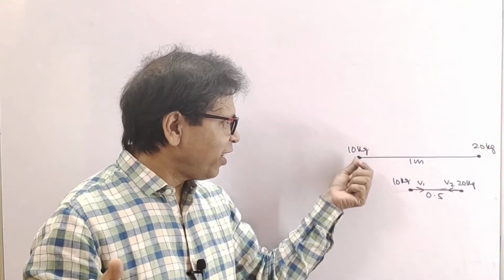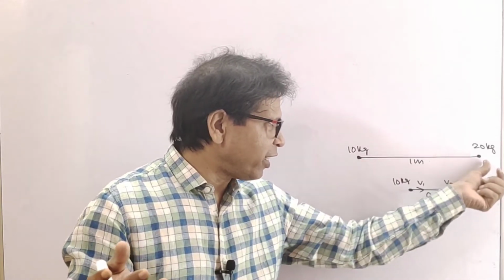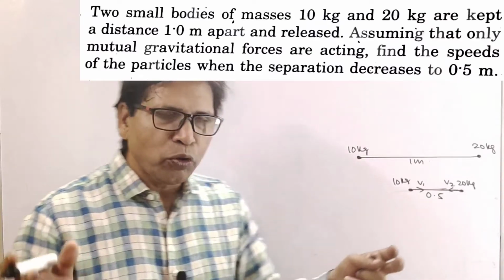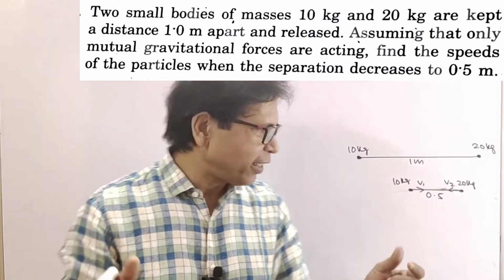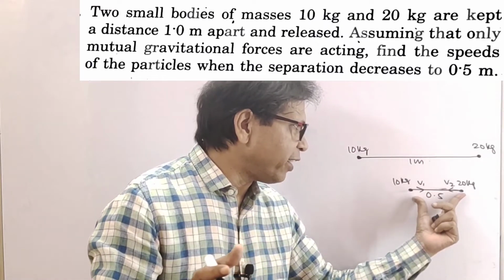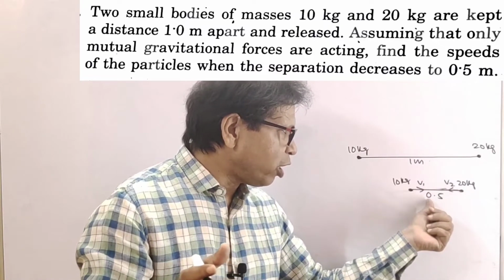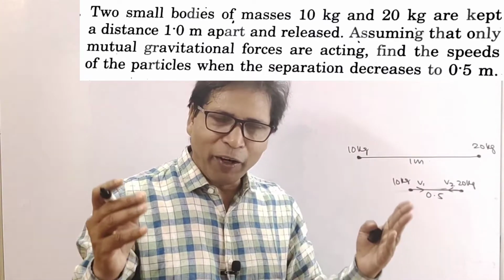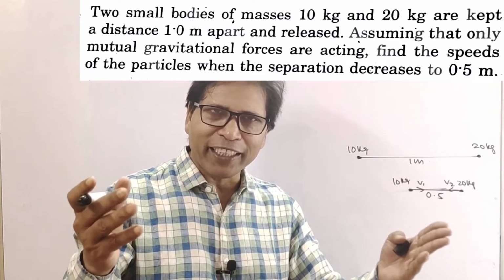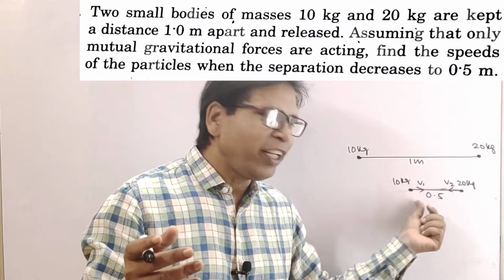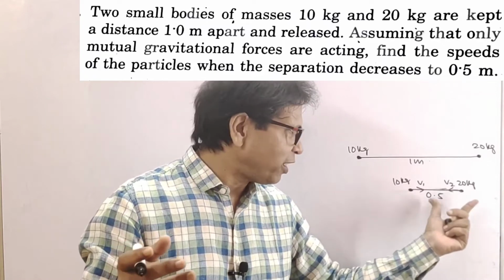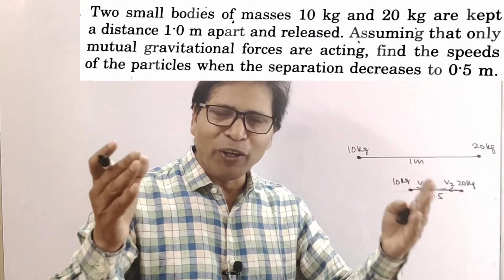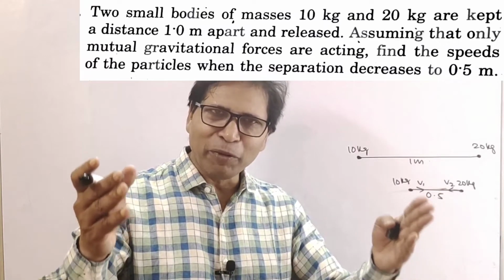Okay, now look at this. Two masses, 10 kg and 20 kg, are stationary at a separation of 1 meter. Due to mutual gravitational force of attraction, they are attracted towards each other. When they reach a separation of 0.5 meter, we have to calculate their velocity. Here only mutual gravitational force is acting between them. So these are internal forces of attraction in the system of 10 kg and 20 kg, so conservation of linear momentum is obeyed.